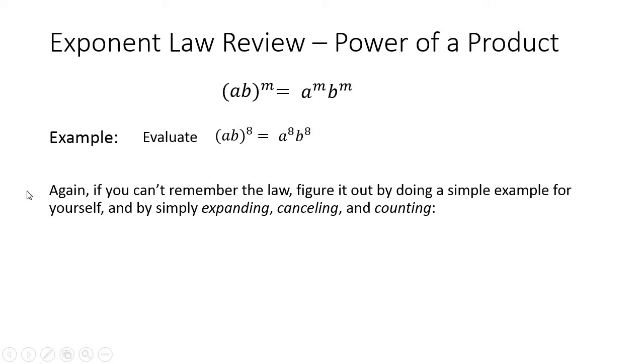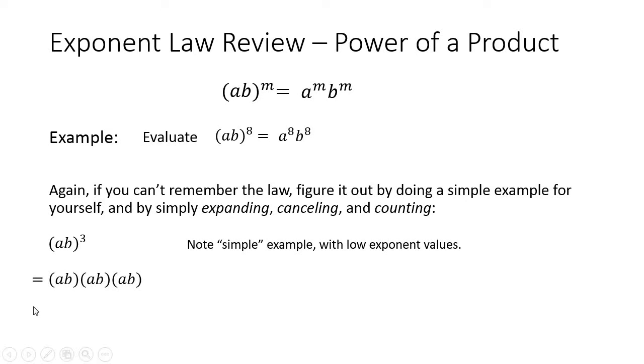Again, if you can't remember the law, figure it out by doing a simple example for yourself and by simply expanding, canceling, and counting. So let's do ab to the 3. And so that's just ab multiplied by itself 3 times. Now count how many a's and how many b's. There are 3 of each, so we're left with a to the 3 times b to the 3.